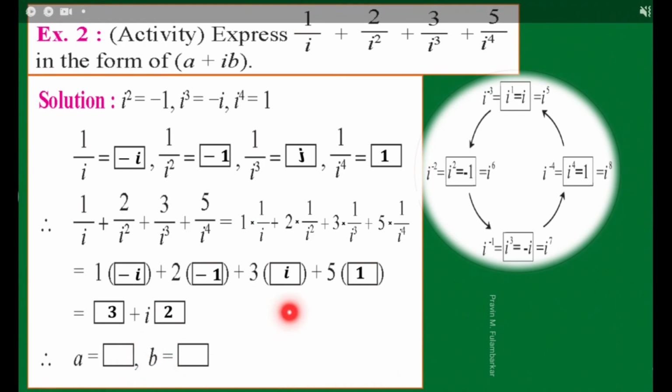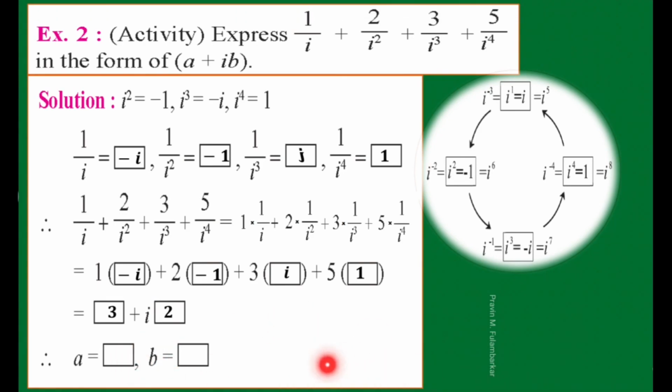Now we have to write the real and imaginary parts. So we write here the real part as a equals 3 and b equals 2. So in this way we can solve this activity, which is based on the power of i.